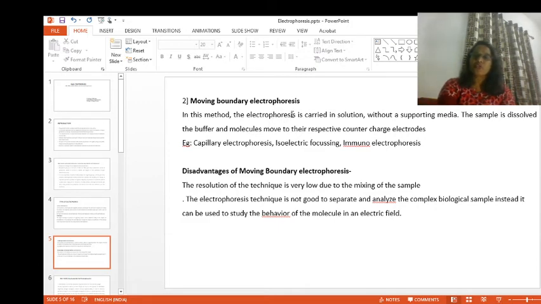In moving boundary electrophoresis, the electrophoresis is carried out in solution without a supporting media. Here the sample is dissolved in the buffer and the molecules move to the respective counter-charged electrodes. Examples are capillary electrophoresis, isoelectric focusing and immunoelectrophoresis. What are the disadvantages? The resolution of this technique is very low due to the mixing of the sample. This is the main disadvantage, and it is not good to separate and analyze complex biological samples. Instead, it can be used to study the behavior of molecules in an electric field.